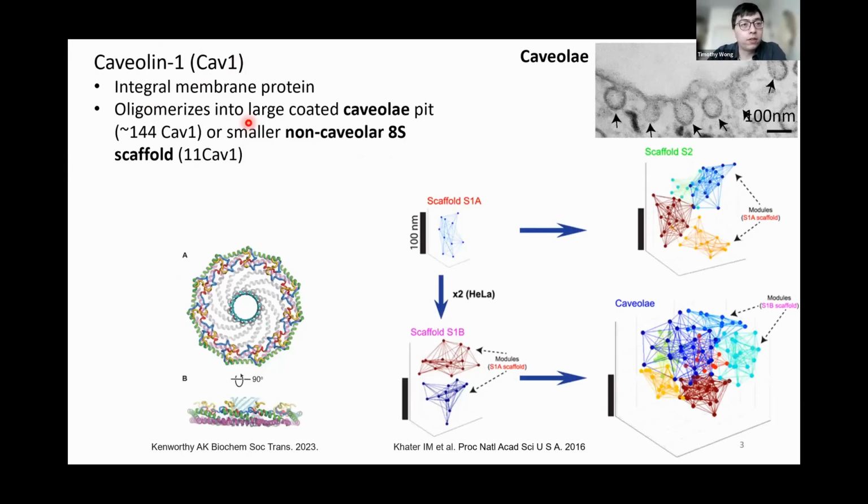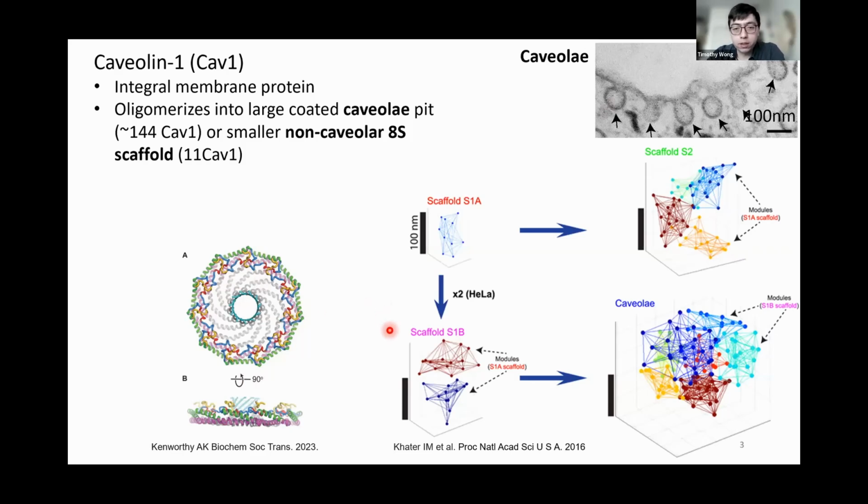CAV1 itself is an integral membrane protein. It can oligomerize, as I mentioned, into these caveolae pits that you can see by electron microscopy, which has been measured before to consist of around 144 CAV1 molecules. It can also oligomerize into a smaller non-caveolar 8S scaffold. This has been recently identified by cryo-EM, where 11 CAV1s form this disc-like structure.